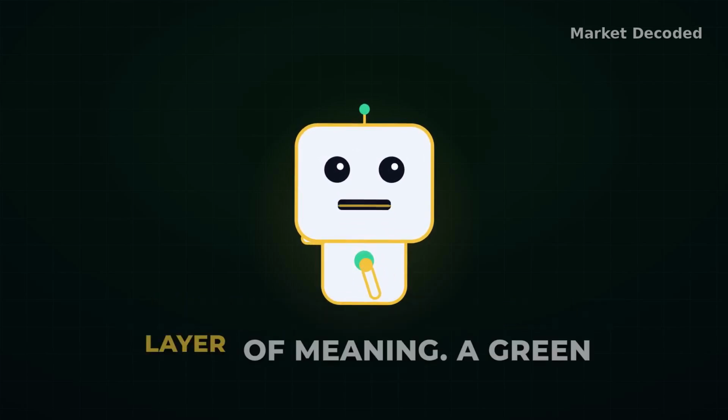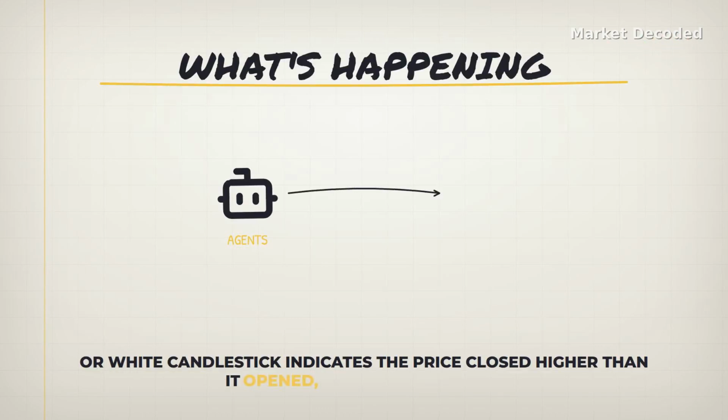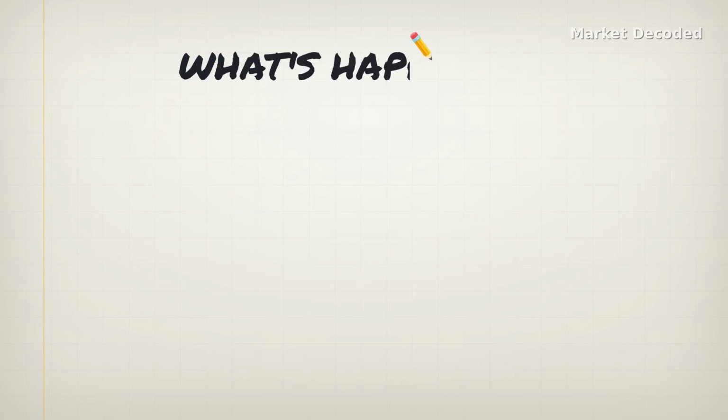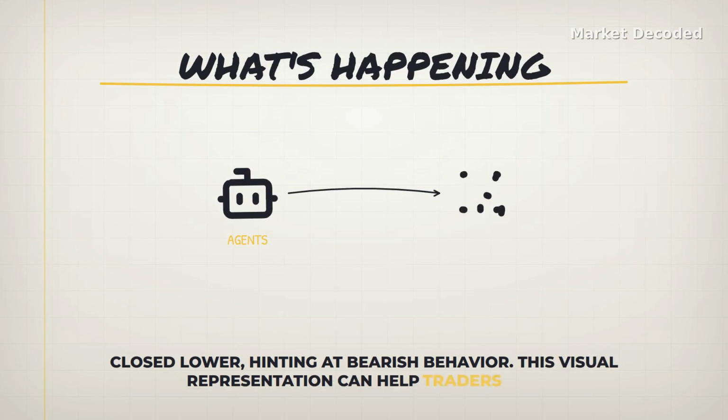Colors add another layer of meaning. A green or white candlestick indicates the price closed higher than it opened, suggesting a bullish sentiment. Conversely, a red or black candlestick shows the price closed lower, hinting at bearish behavior. This visual representation can help traders and investors gauge market sentiment and volatility at a glance.